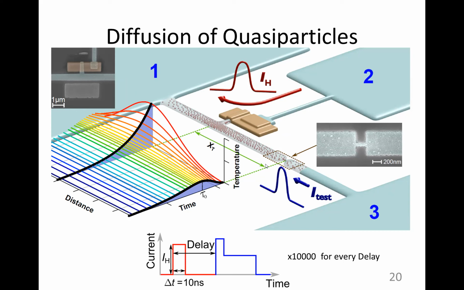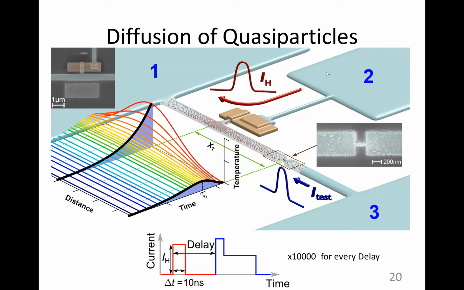Now the sample is a little bit more complicated, so I'm going to discuss it. We have a three-terminal device made of superconducting aluminum everywhere except here, where you have a copper island. Copper is in the normal state at the temperatures of our interest. And the measurement of the diffusion goes as follows.